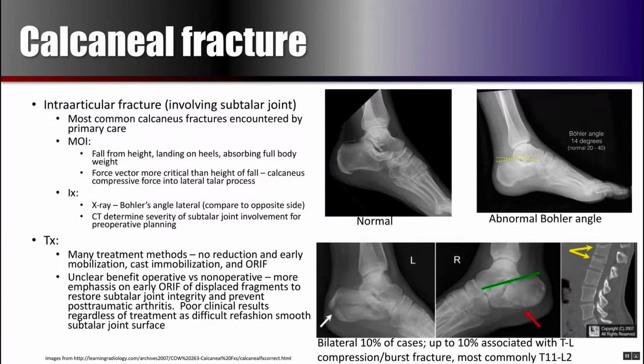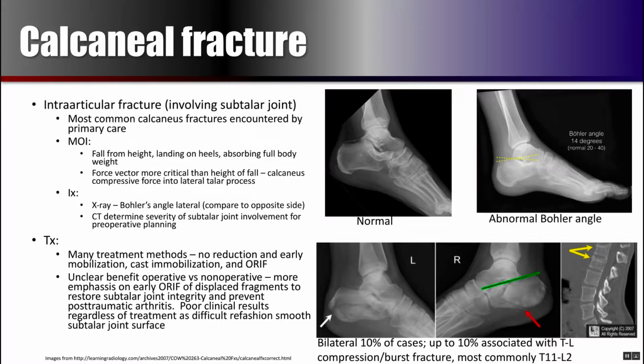More commonly, calcaneal fractures are intra-articular, involving the subtalar joint. It's the most common calcaneus fracture encountered in primary care, and the mechanism of injury is a fall from height landing on heels, absorbing the full body weight. The force vector is more critical than the height of the fall, and the calcaneus is driven by compressive force into the lateral talar process.